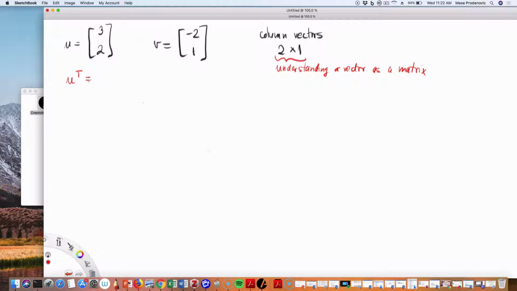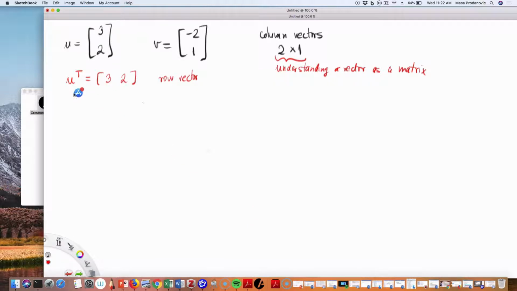There are some operations that I want to perform on this vector. So if I transpose a vector and just flip it and make it a row vector, I'm going to have 3, 2. And that is a row vector. So this transpose operation basically flips columns to rows and rows to columns. Okay. So, the transpose operation.